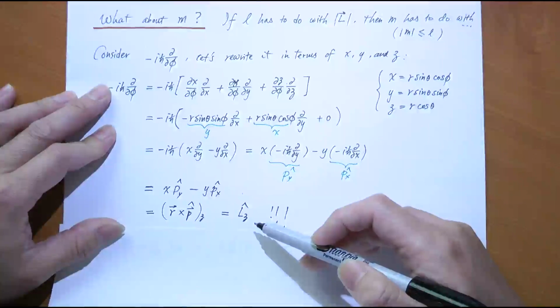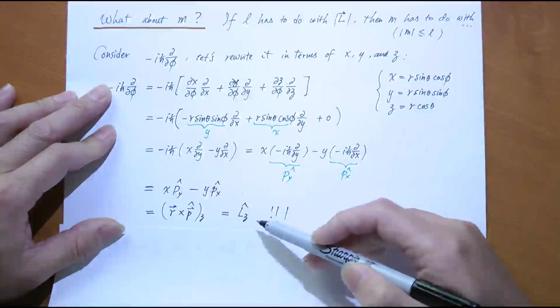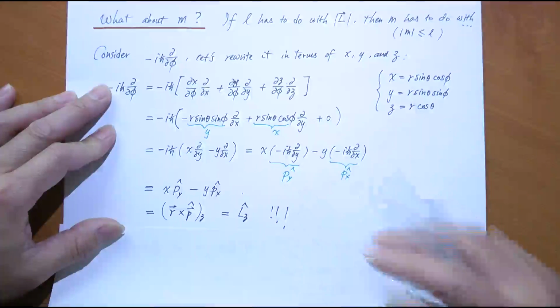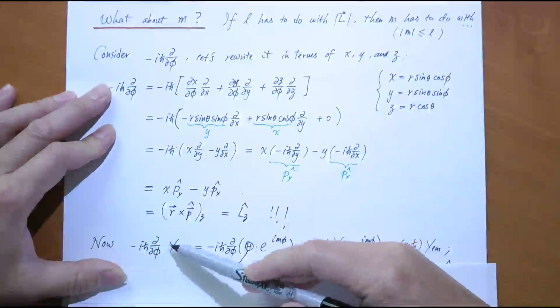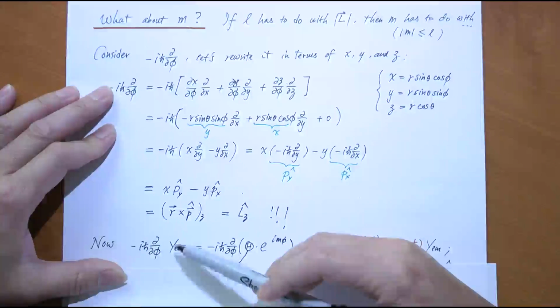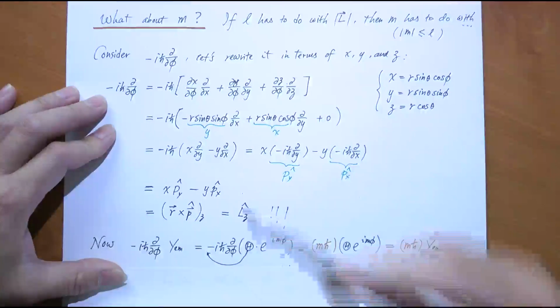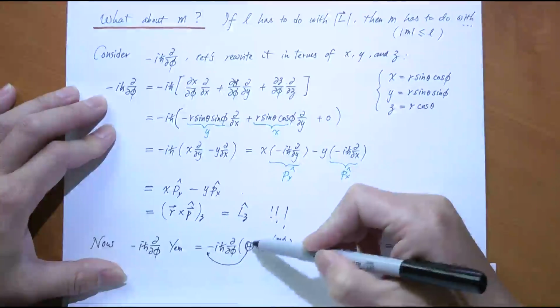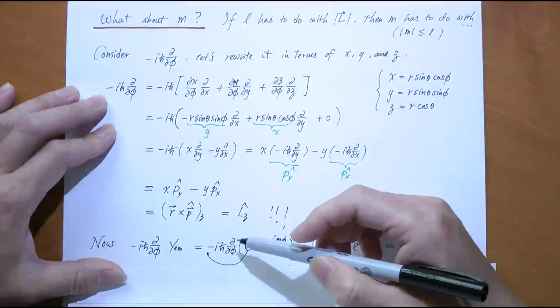In other words, if I operate this thing on Y_LM, will I get a constant times Y_LM itself? Let's see that. It's very easy to do. Negative i h-bar partial phi Y_LM. I'm only concerned about phi, the derivative. Therefore, the theta part of the Y_LM, which is the hard part, is just a constant. It never changes.